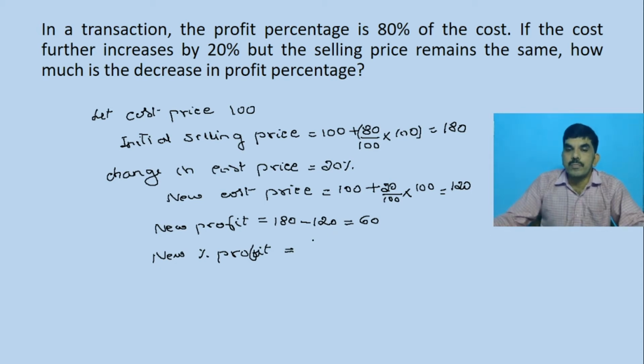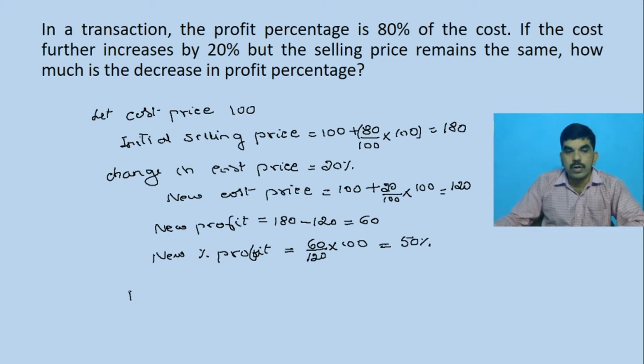New percentage profit is equal to profit divided by, what is this? Cost price. Cost price is 120, so the new cost price, into 100. That is equal to 50%. So the new percentage profit is 50%. So what is the decrease in profit percentage?